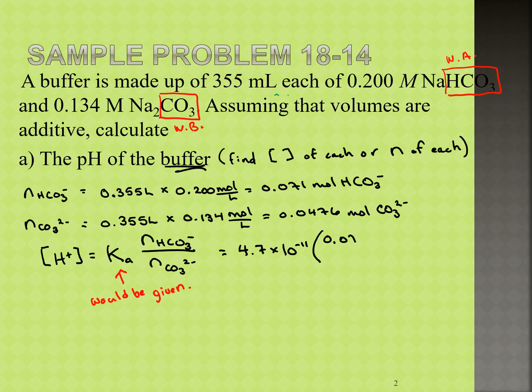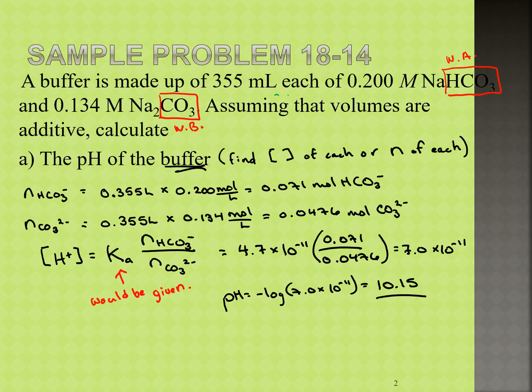And then we've got our 0.071 divided by our 0.0476. And so I have 7.0 times 10 to the minus 11th as my H plus. And so the pH is the negative log of 7 times 10 to the minus 11th, and I get that to be 10.15. I bet money that the problem on the next slide is going to have us see what happens to the pH of this when we add either a strong acid or a strong base to it. So let's go check that.